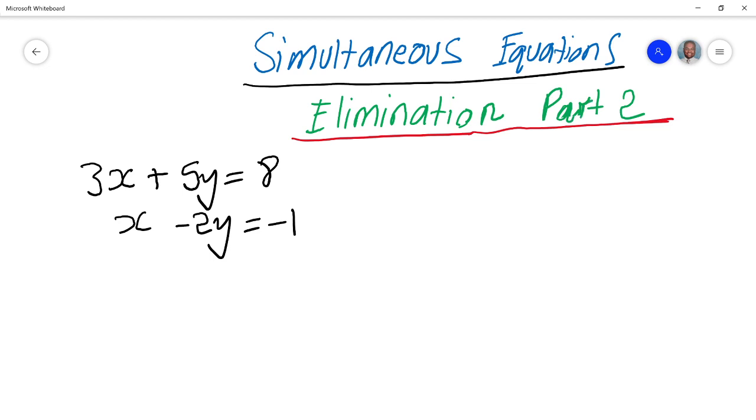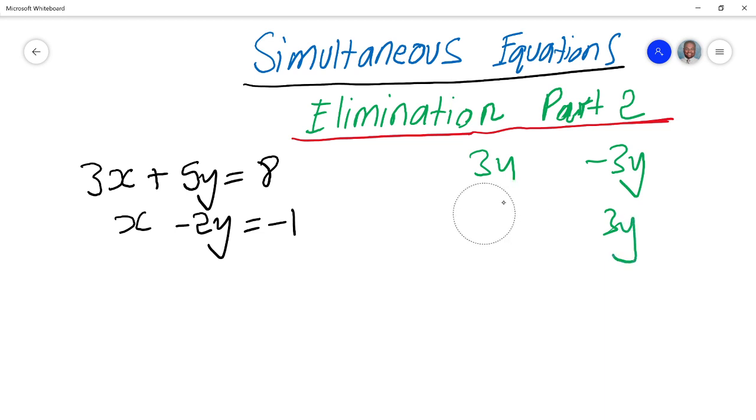So let's look at the first question. 3x plus 5y equals 8 and x minus 2y equals negative 1. So what do we do in this situation? In the previous video, using elimination, we had similar numbers and we could work our way around. Either we add or subtract and we could get rid of them. Say, for example, if you had 3y above and 3y below, you can subtract and you get 0. Or if you've got negative 3y here and 3y there, you can add and get 0.